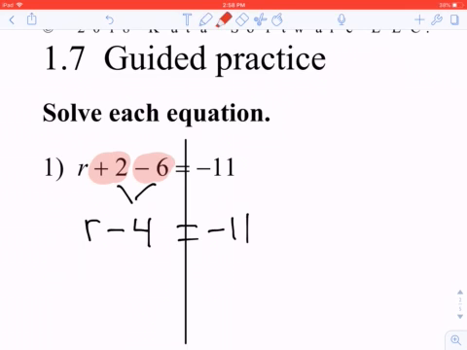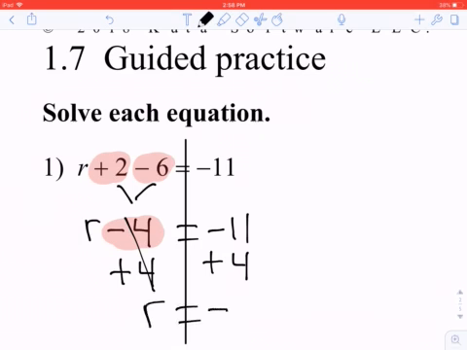From this point, we are now trying to get r by itself, which means that we need to move this negative 4, and the way we will get rid of that is by adding 4 to both sides of the equation. These will cancel out to give us r is equal to negative 7.